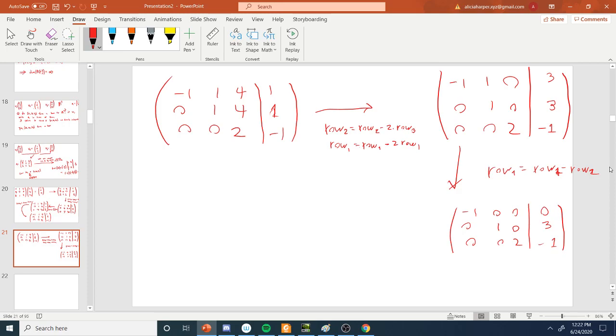Okay, now I could keep trying to put the left side into the identity form, but I don't really need to. I'm basically done because this tells us that C1 is equal to 0. It tells us that C2 is equal to 3. And it tells us that C3 is equal to negative 1/2.